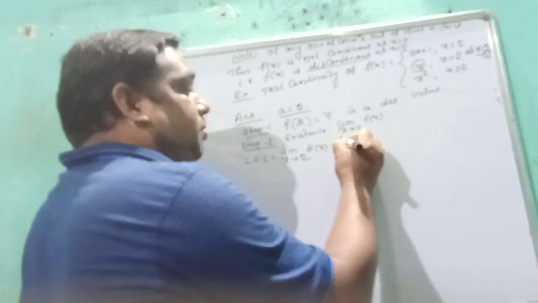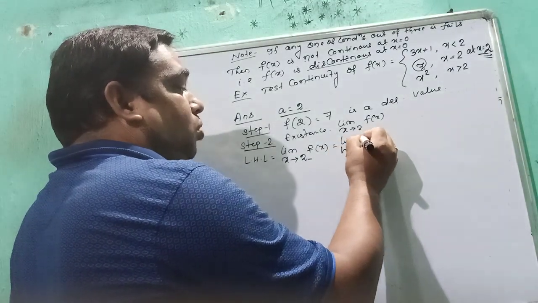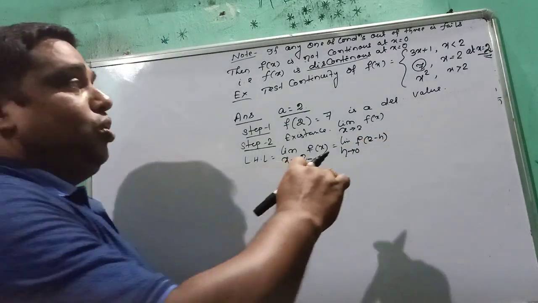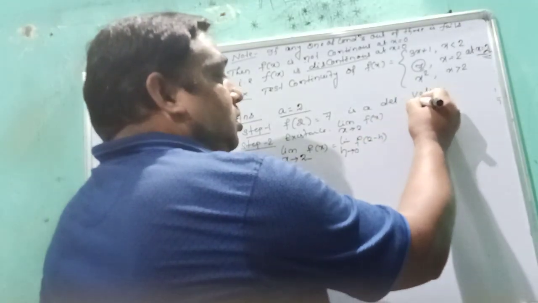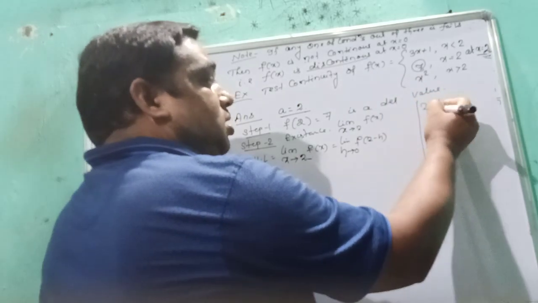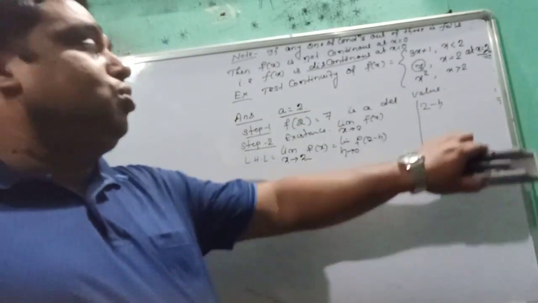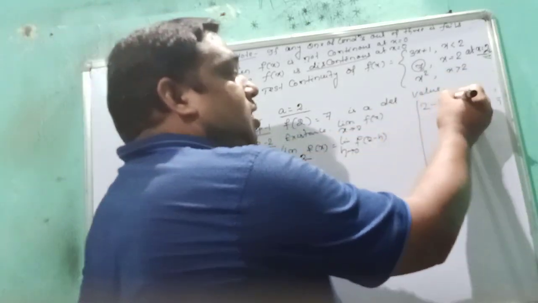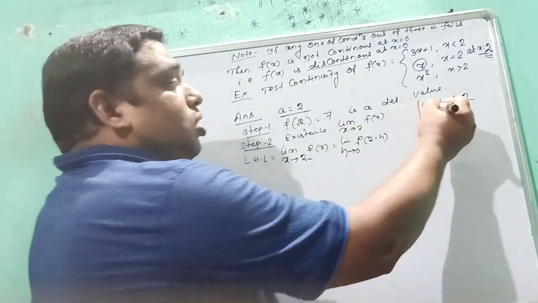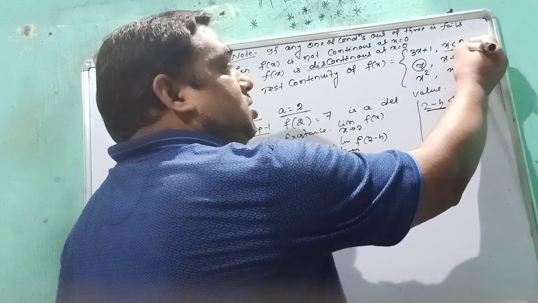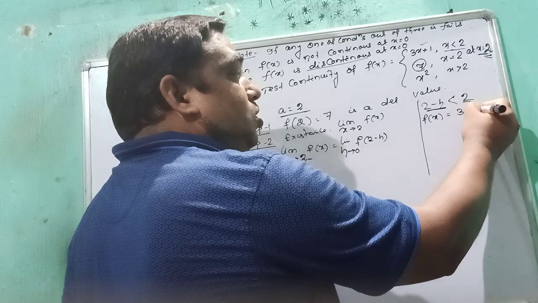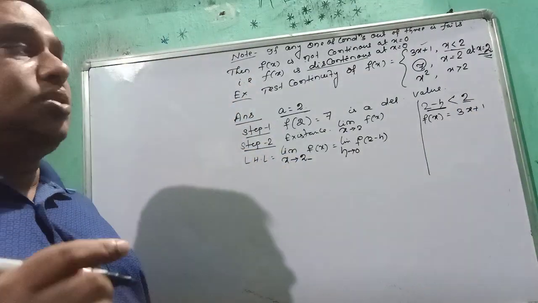Its value is limit h tends to 0 of f(2 minus h). Since h is a very small positive quantity, 2 minus h means a positive quantity is subtracted from 2, so it must be less than 2. For x less than 2, f(x) is equal to 3x plus 1.